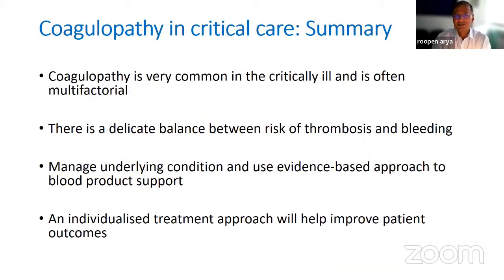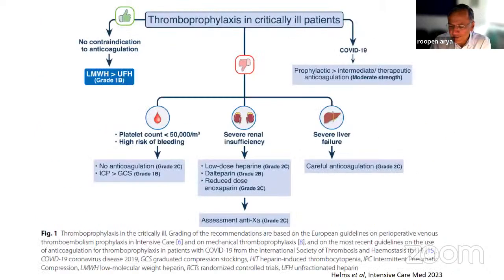So just for this introductory part of my talk, coagulopathy is common, and really there's a delicate balance between the risk of thrombosis and bleeding, and you would manage the coagulopathy according to the underlying condition. And clearly, no talk that I give goes without mention of thromboprophylaxis, because critically ill patients are at particularly high risk for both thrombosis as well as for bleeding.